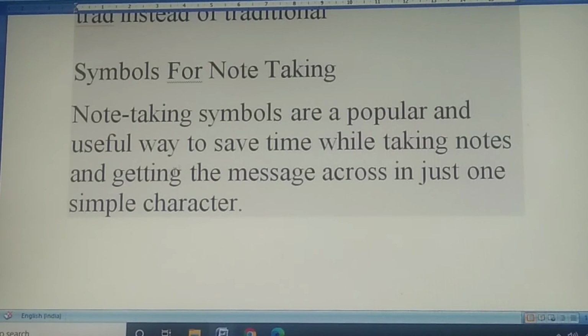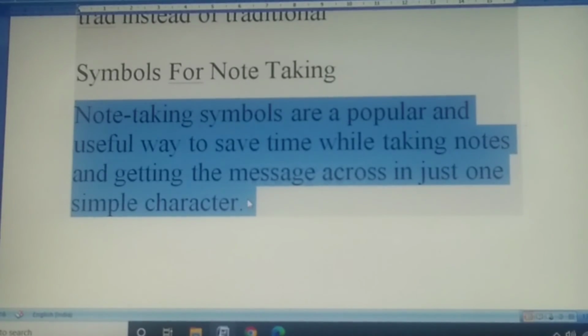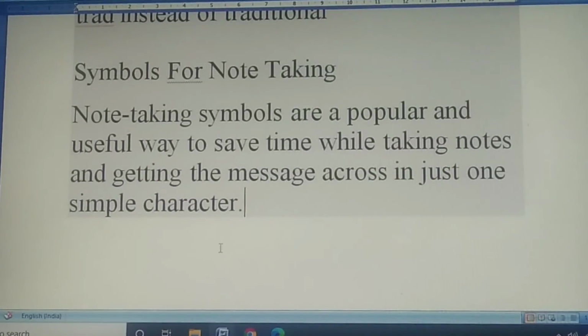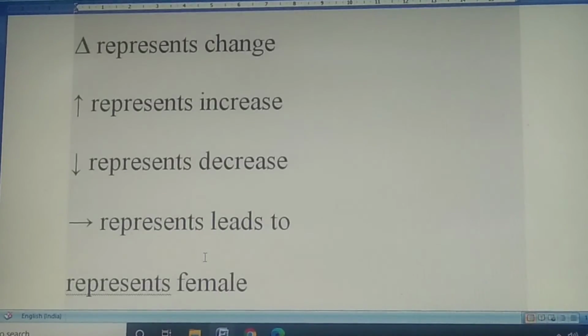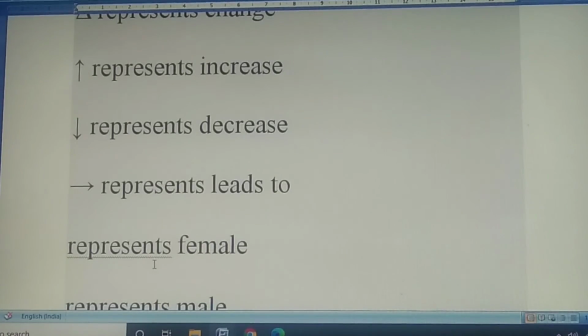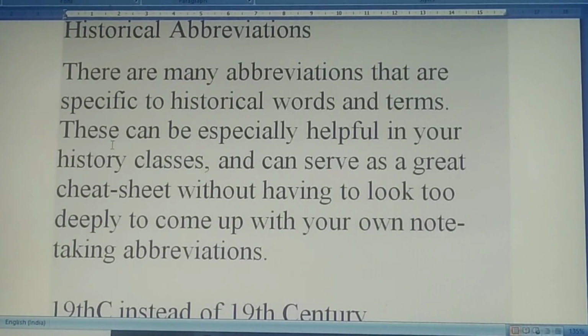See, symbols for note-taking. Note-taking symbols are a popular and useful way to save time while taking notes and getting the message across in just one simple character. This represents change. Arrow pointing upwards, increase. Arrow pointing downwards is decrease. Arrow pointing straight.